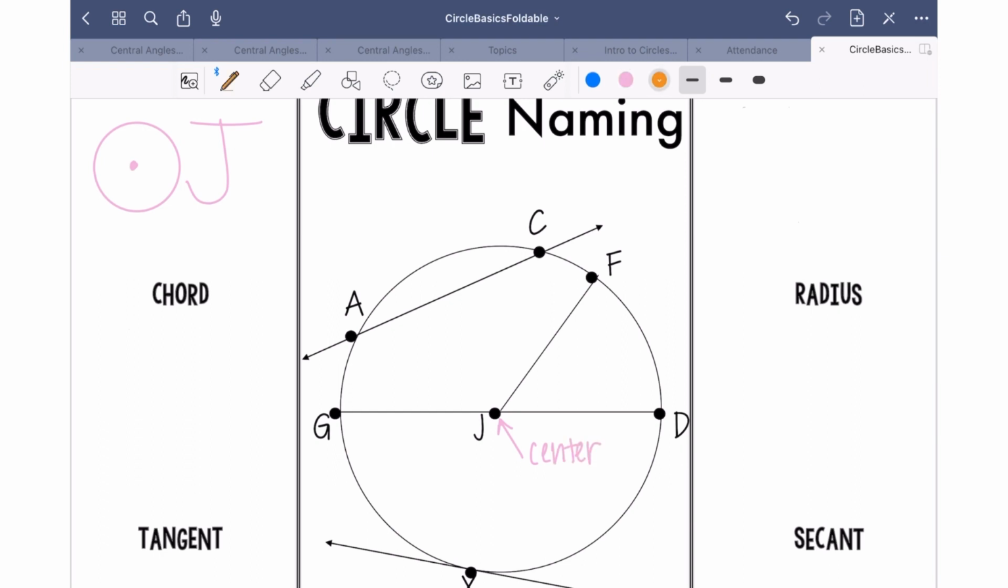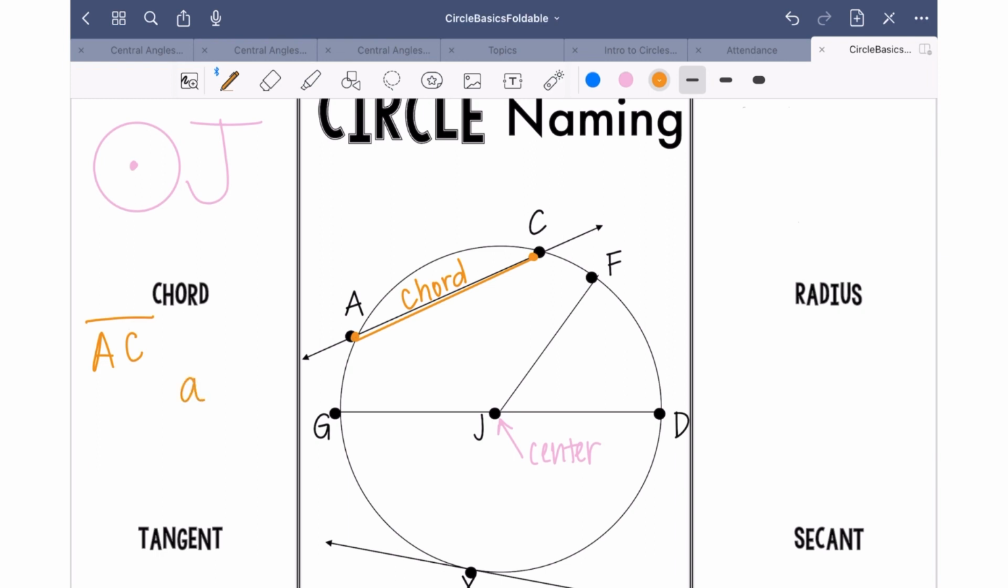Let's go back to our chord. So our chord is going to be a segment that has two endpoints on the circle. We actually have two radii. So here's one. There's that chord. So let's label it. The way you name it is with a line segment, we have to draw a line, and then you use two letters, the first point and then the end point. And it doesn't matter what order you put the letters in. You could put CA as long as you have both endpoints under that segment.